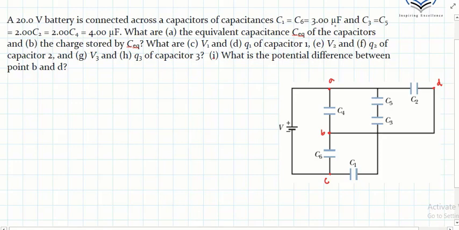C1 and C6 are 3 microfarad, C3 and C5 are equal to 2, and C2 and C4 are equal to 4 microfarad, and this voltage is 20 volts. Then they are asking me to find the equivalent capacitance, the equivalent charge, and then the voltage across capacitor C1, the charge across that capacitor which is Q1, and similarly V2, Q2 and V3, Q3 across the other capacitors. They will also ask another question: what is the potential difference between B and D?